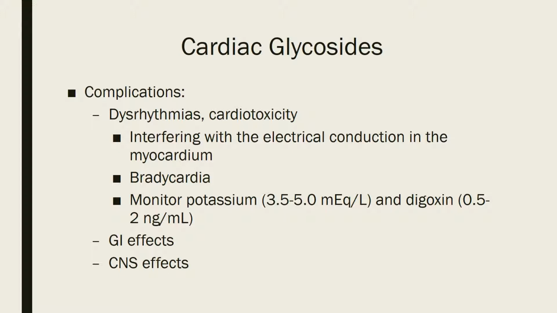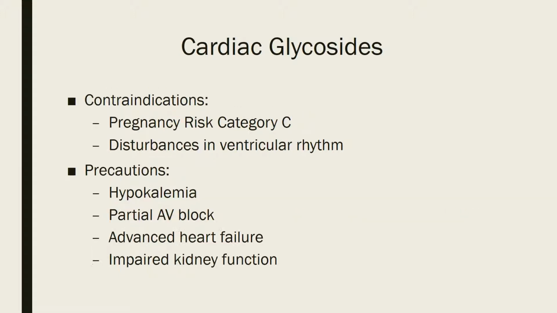CNS effects: fatigue, weakness, vision changes, blurred vision, yellow-green vision, or white halos around objects are going to be signs of toxicity. So they need to report any of those signs and symptoms. Contraindications: pregnancy risk category C. There may be disturbances in ventricular rhythm, so you need to watch for VTach, VFib, and any AV blocks, third or second degree blocks. Anybody that has these would be contraindicated for this medication.